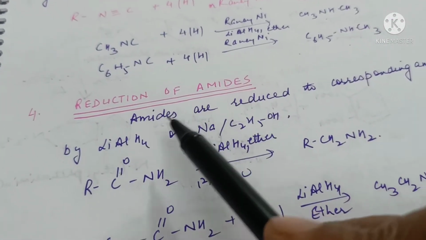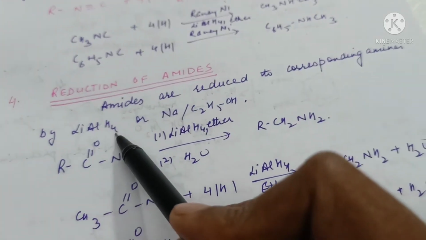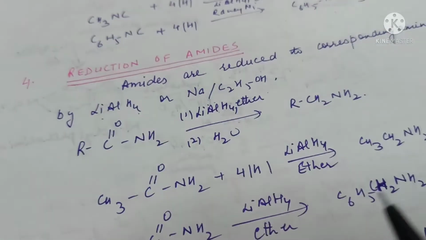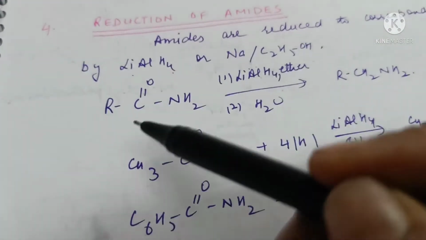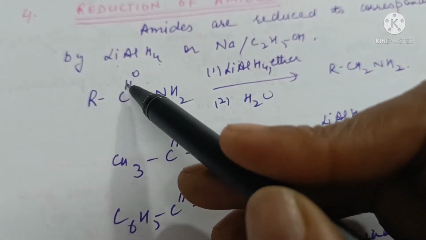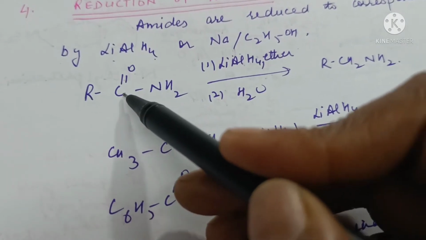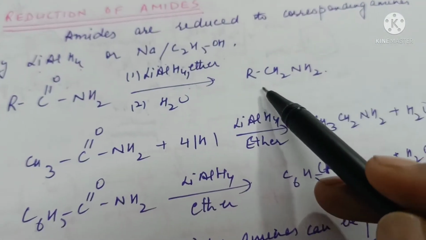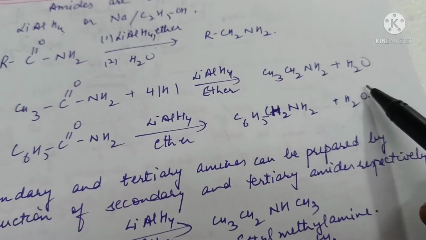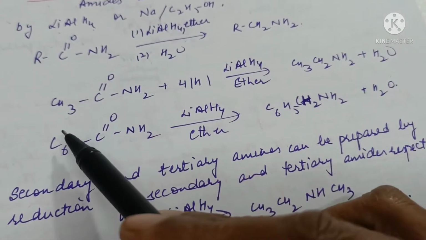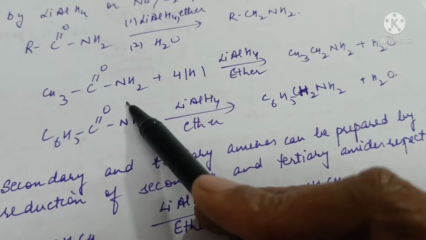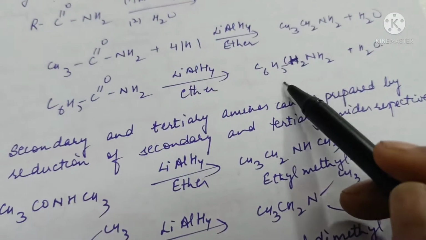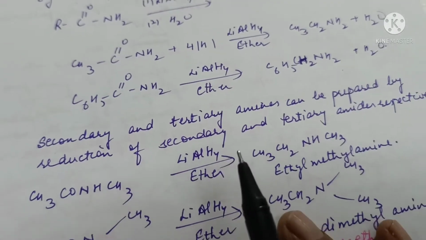Reduction of amides. Amides can be reduced to corresponding amines by lithium aluminum hydride or sodium and ethyl alcohol combination. So the hydrogen produced will be added here and here to form water and amine. So RCH2NH2 and water is prepared. If we reduce ethanamide, we get ethanamine. If we reduce benzamide, we get benzylamine.